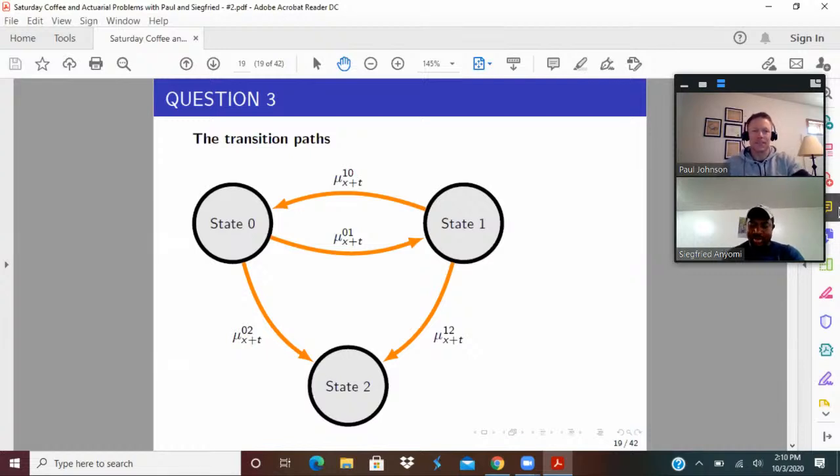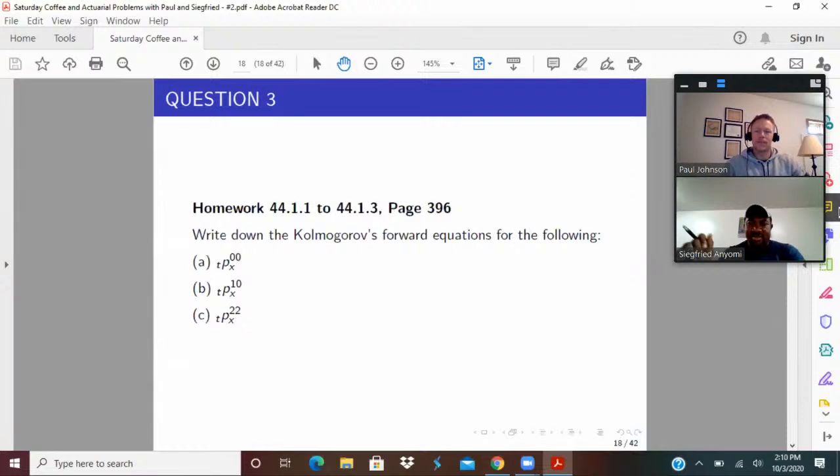Sure. So as Paul was saying, tP_x^{00} is essentially the probability of a life age x surviving t more years, transitioning from state 0 to state 0. In essence, remaining in state 0 after time t. And so the second version would be the version with the probability annotated.